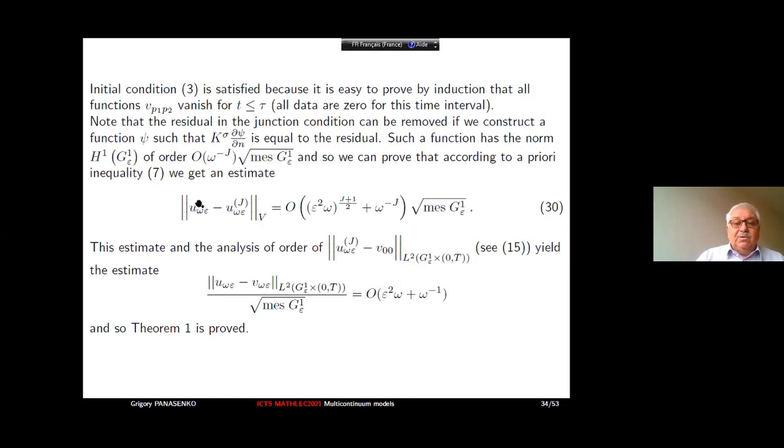Using this a priori estimate, you get as high an approximation as you want, but paying, of course, by the regularity of the right-hand side. In particular, in the case when epsilon square omega is a small parameter, we get this estimate for the difference of the exact solution and its approximation.